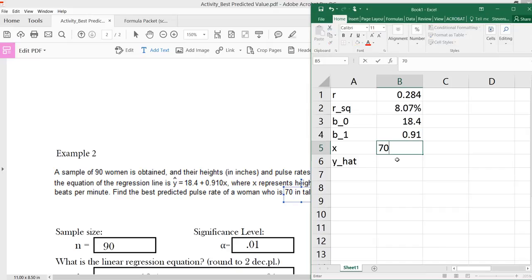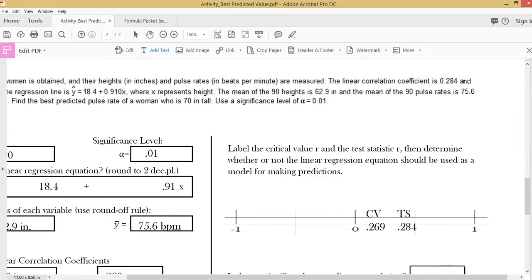So we're going to do this for 70 inches of height, and we're going to estimate what pulse rate this woman should have. So I'm going to do the y-intercept of 18.4 plus the slope of 0.91 times 70 inches. So I get an estimated pulse rate of 82.1 beats per minute. So I'm going to pull that back down in here.